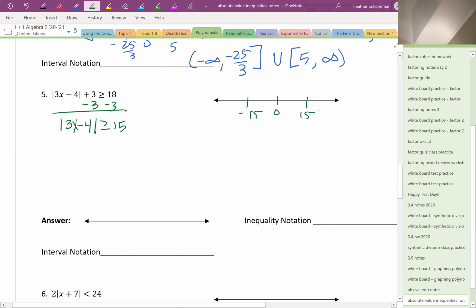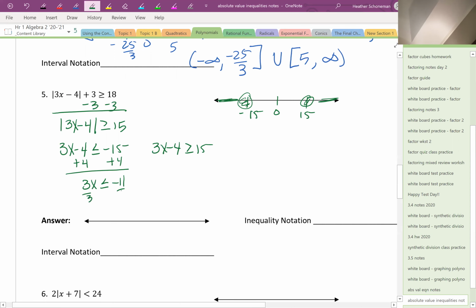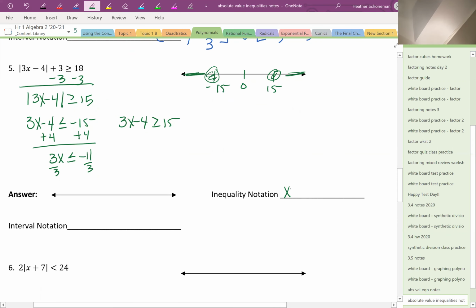This one is greater, so if it's greater, it's got to be further away from the center. So it's this one. So this means I'm going to have two inequalities. I'm going to have 3x minus 4 is less than or equal to negative 15, and 3x minus 4 is greater than or equal to positive 15. So to solve this one, I'm going to add 4 to both sides. So I get 3x is less than or equal to negative 11. Divide by 3. So on this one, I get x is less than or equal to negative 11 thirds.